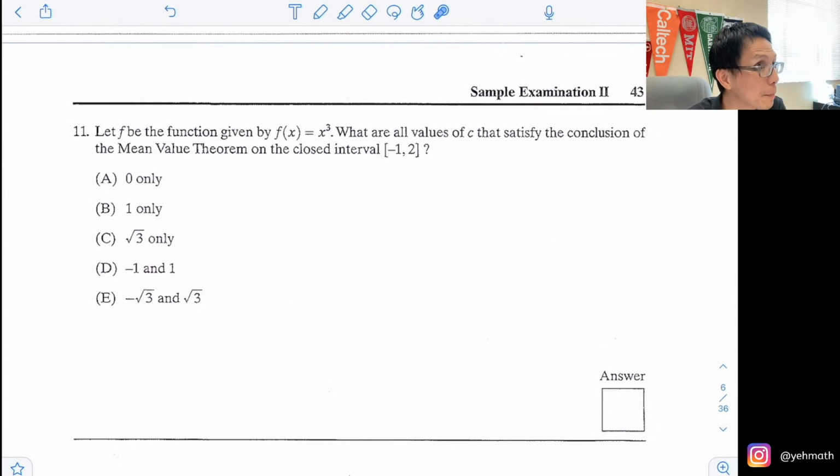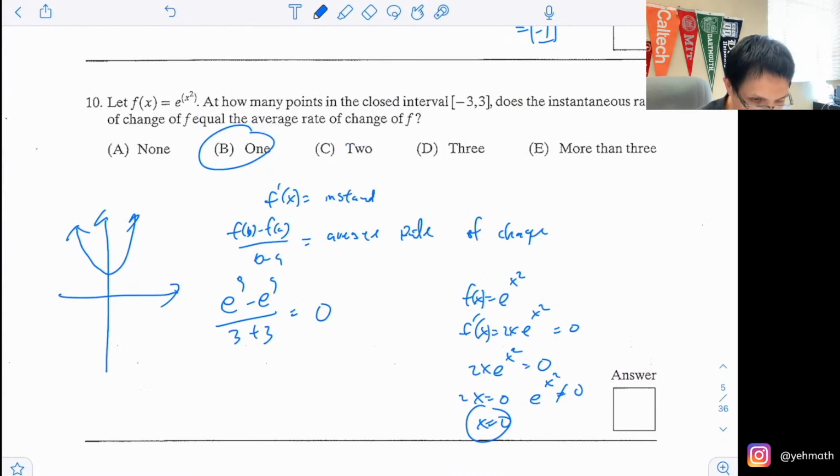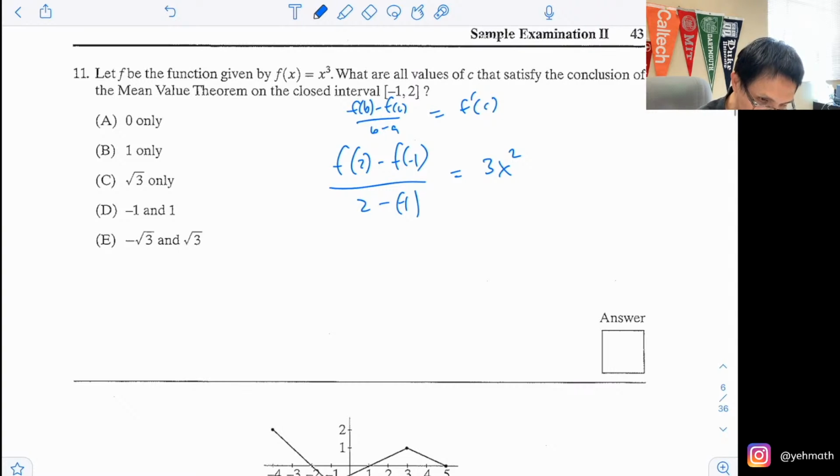Number 11, very important, mean value theorem. It's so important that you have to figure out f of 2 minus f of -1 over 2 minus -1, equal to 3x squared, because f of b minus f of a over b minus a equals f prime of c. It's the exact same question as this one, actually. But we can't do it. Yes, that's a part that you guys are going to get confused.